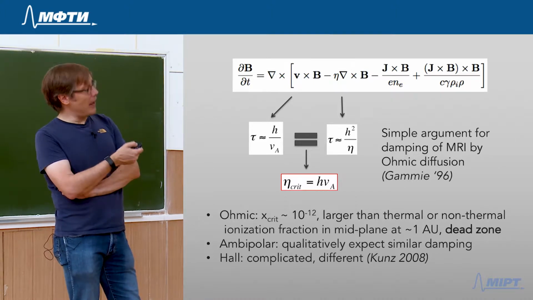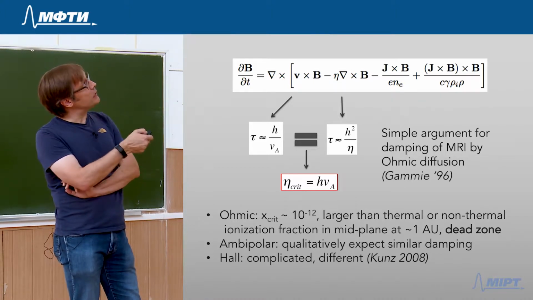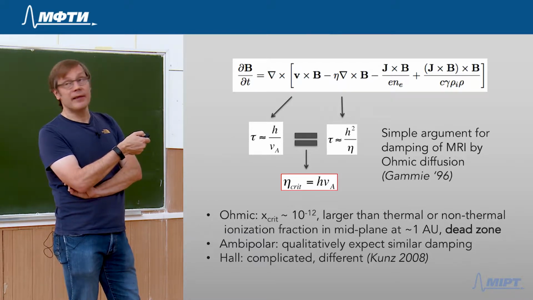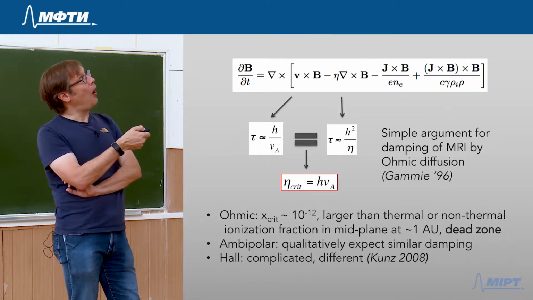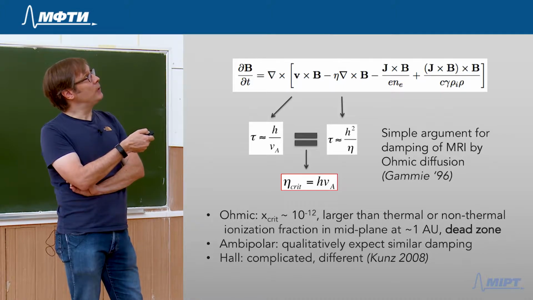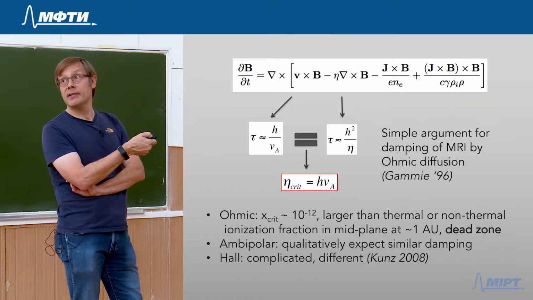Then you can make a very simple timescale argument. If we just had ideal MHD, so we just had this first term, the timescale for the magnetorotational instability to develop would be something like the disk scale height divided by the Alfvén speed. And the timescale for this ohmic diffusion to damp disturbances in the magnetic field would be something like a characteristic scale squared, where we take the vertical thickness to be the scale, divided by the magnetic resistivity.